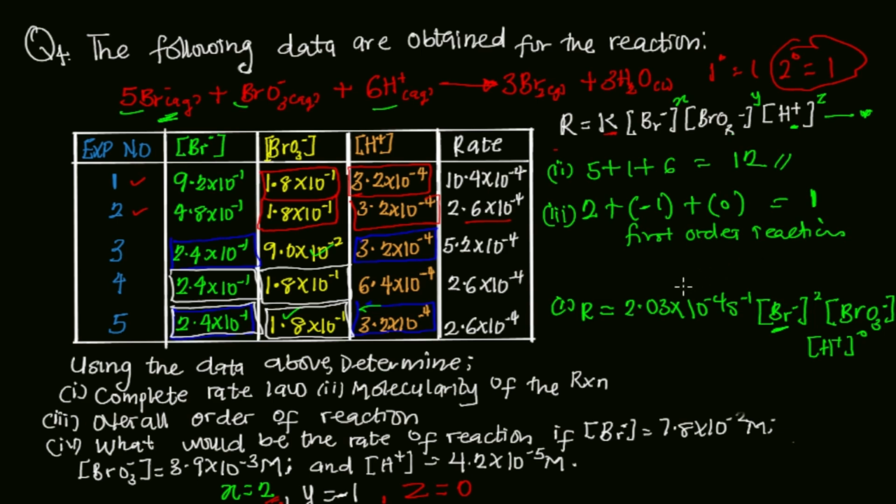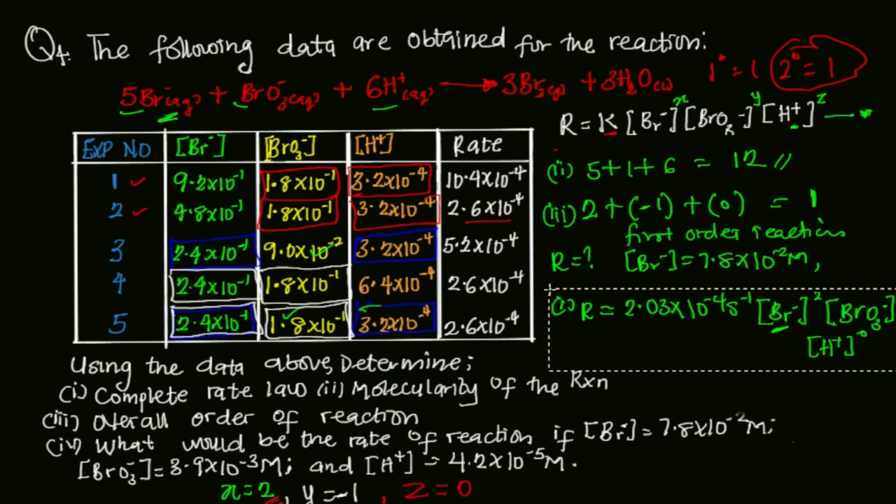So now the next one, we are asked to calculate another one. We are given the parameters here as follows. What would be the rate of reaction? We are asked to calculate the rate of reaction if bromine ion is 7.8 times 10 raised to power minus 2 molar. Let me just remove this one as well because we are done with the overall reaction.